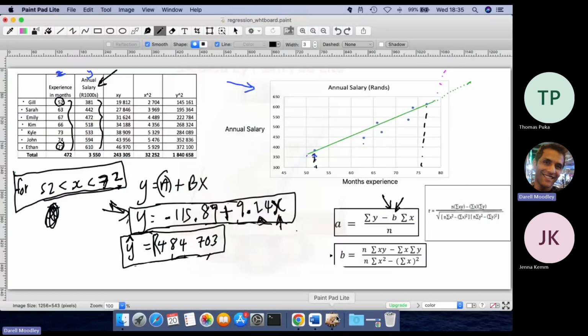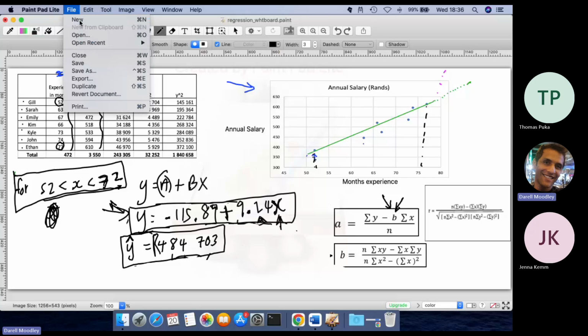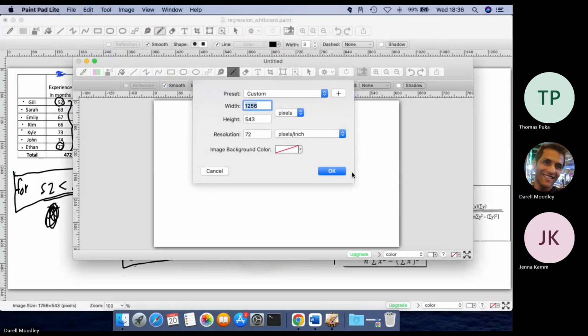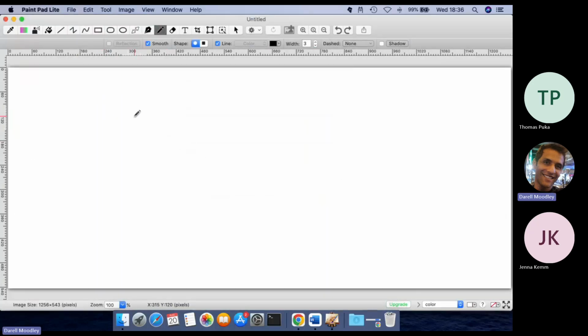All right. So now you've used the regression equation. Now we're going to cover something else called correlation. All right, now let me create a new board to kind of explain what correlation is. Correlation tells you the relationship between two things. All right, so let me just draw an axis again.